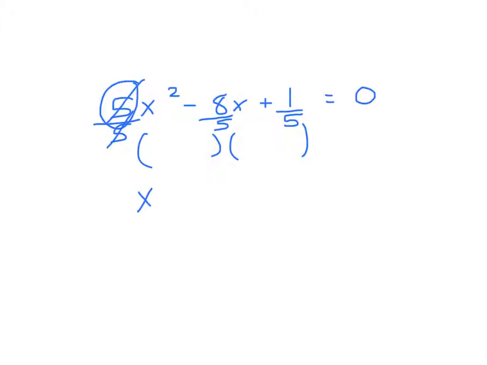So my equation that I'll start to work with is x squared minus 8/5 x plus 1/5 equals 0. And I'll use the same method going through again.